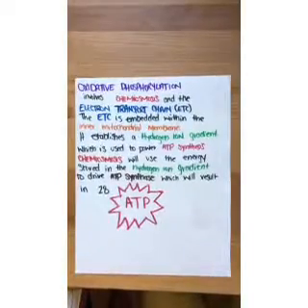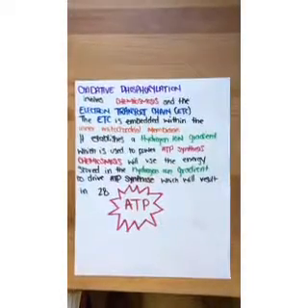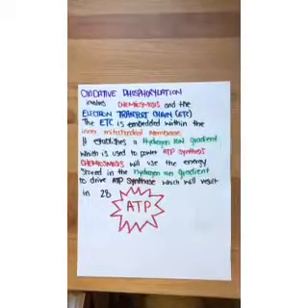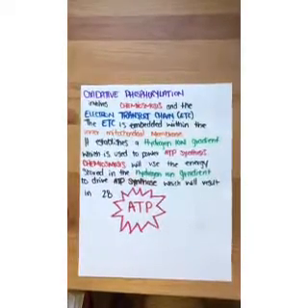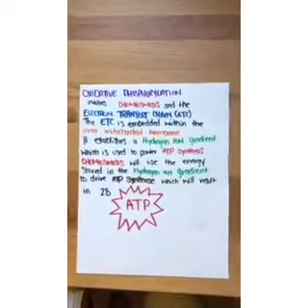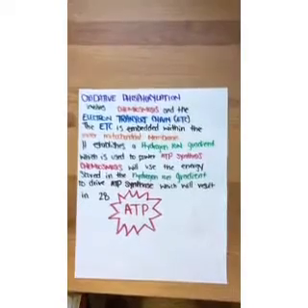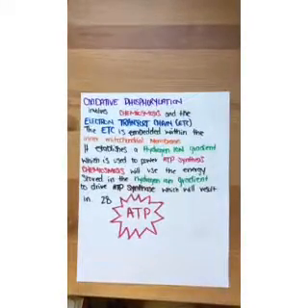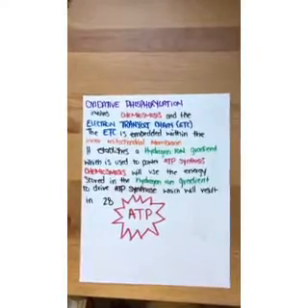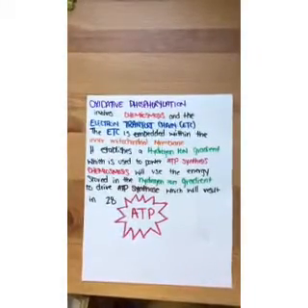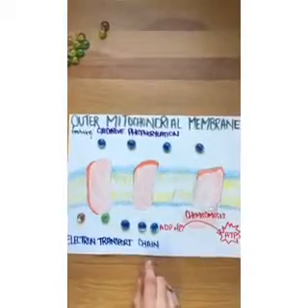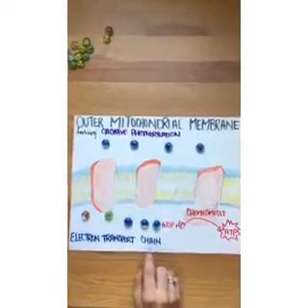Oxidative phosphorylation involves chemiosmosis and the electron transport chain. The ETC is embedded within the inner mitochondrial membrane. It establishes a hydrogen ion gradient, which is used to power ATP synthesis. Chemiosmosis will use the energy stored in the hydrogen ion gradient to drive ATP synthase, which will result in 28 ATP. The ETC establishes a hydrogen ion gradient from low to high.